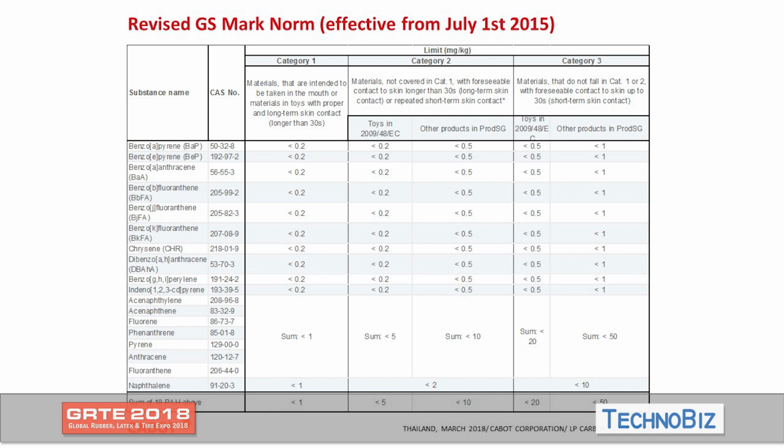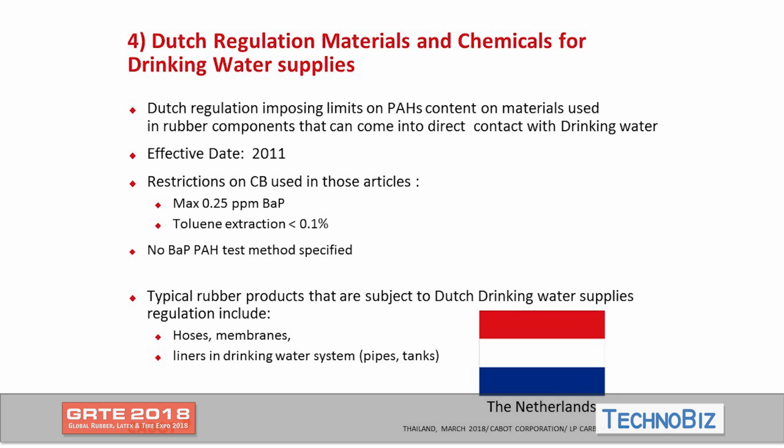So category 1 is pretty strict. For a total of 18 PAH, the requirement is less than 1 ppm. That's very difficult to achieve. The last one is the German regulation. Germany also just launched a regulation for the drinking water supply. It's effective in 2011 and quite close to the China food regulation. Only 1 PAH is mentioned, benzo alpha pyrene, and the maximum requirement is less than 0.25 ppm.